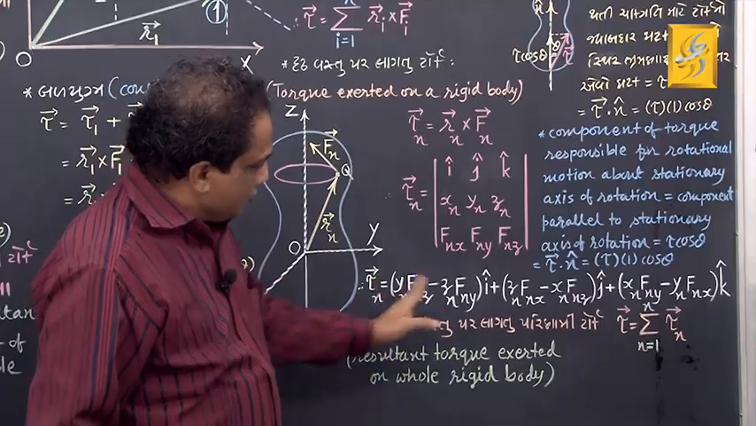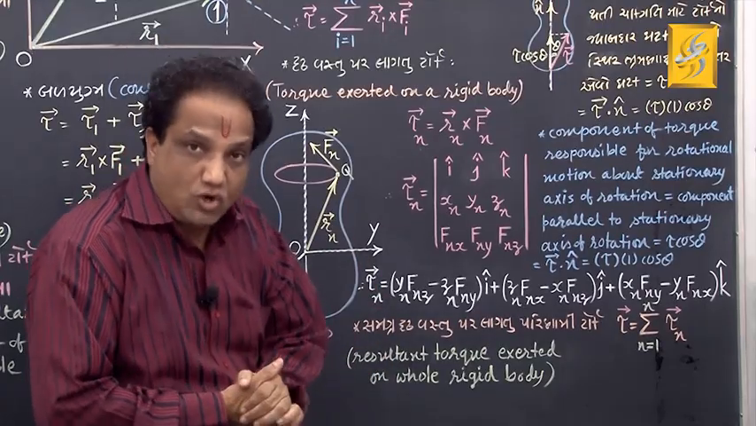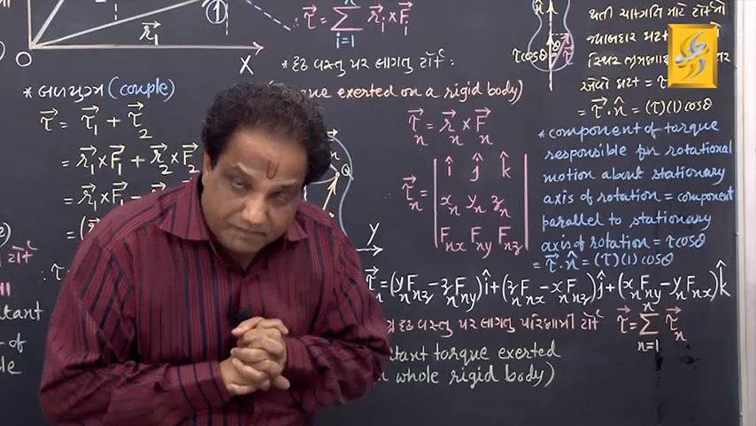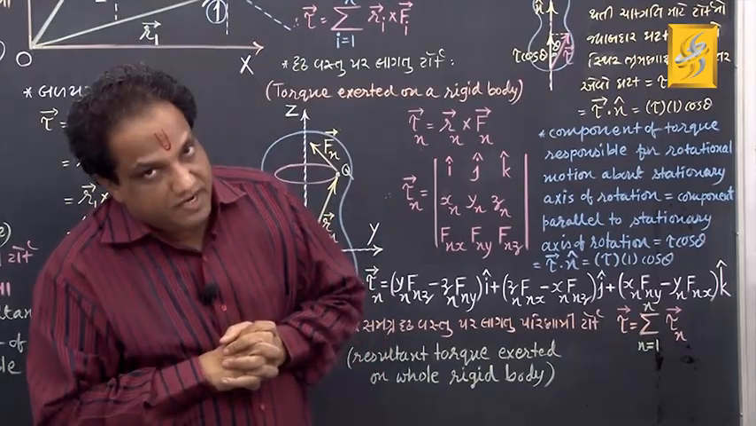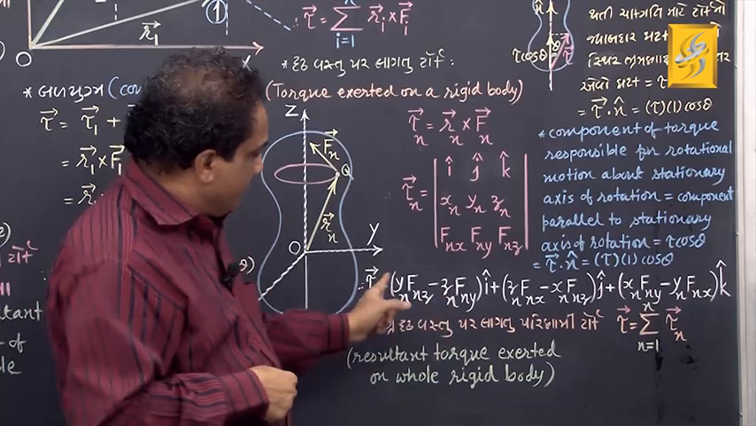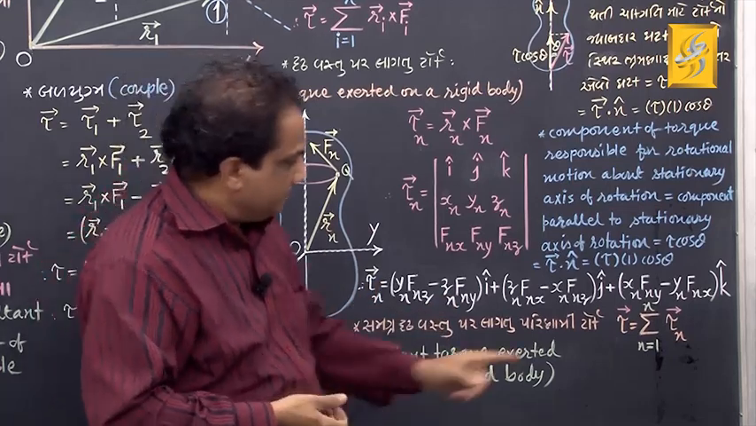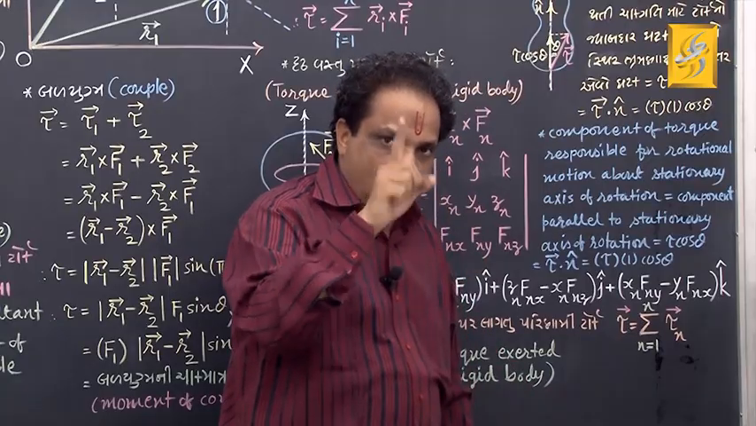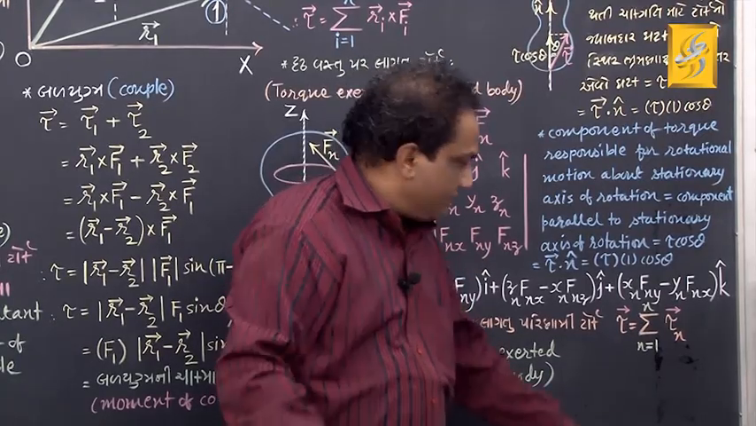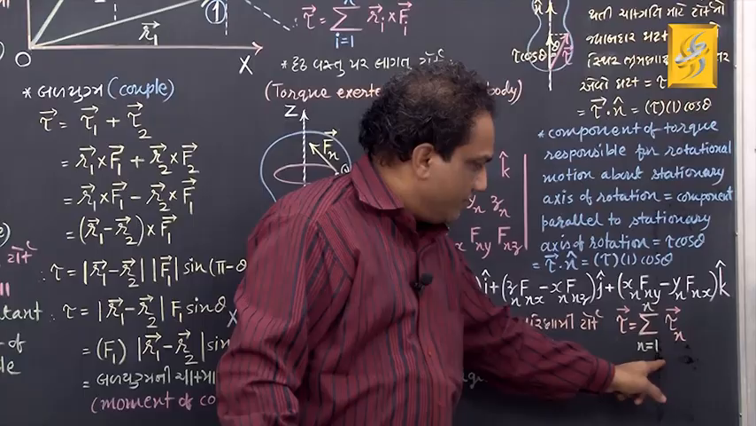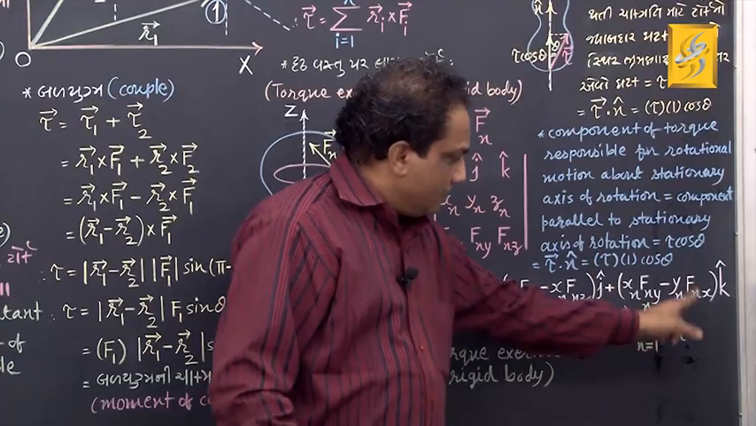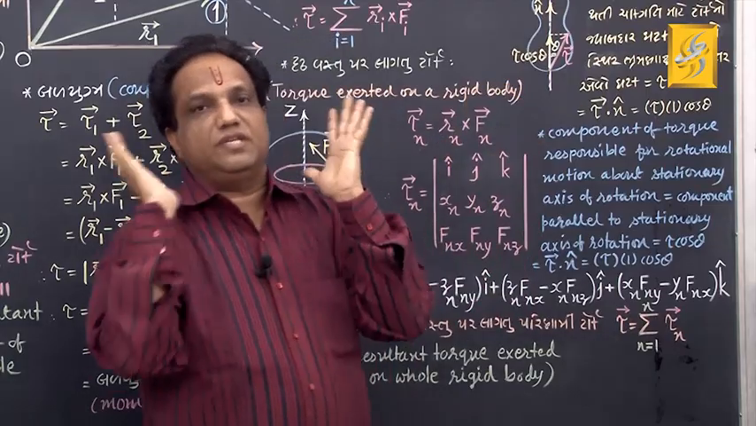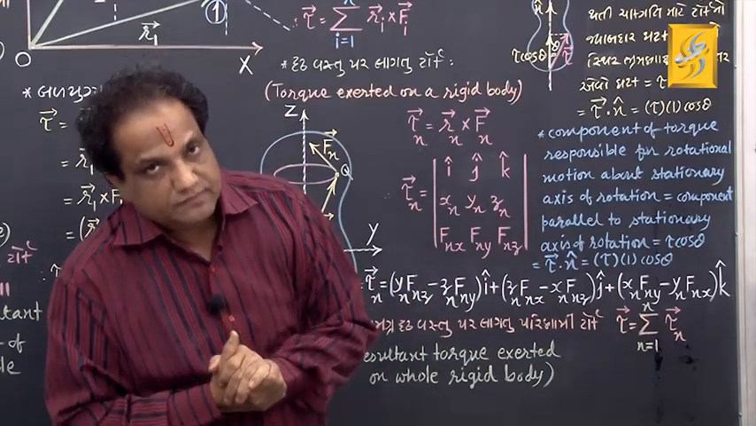Now you should add all such torques for all the constituent particles of a given rigid body containing n number of particles. That's why we are making vector addition of such torques, sigma of vector tau n, where n indicates the order of the particle, which you must change from 1 to n, first to last. And then you will get the torque exerted on the whole rigid body, correct?